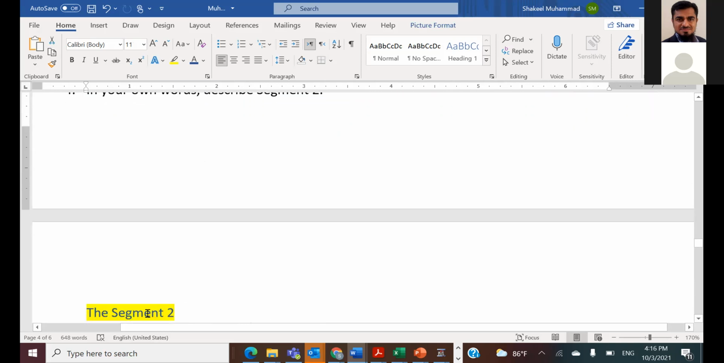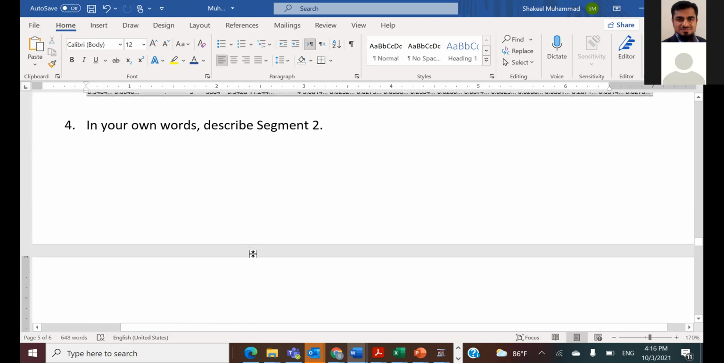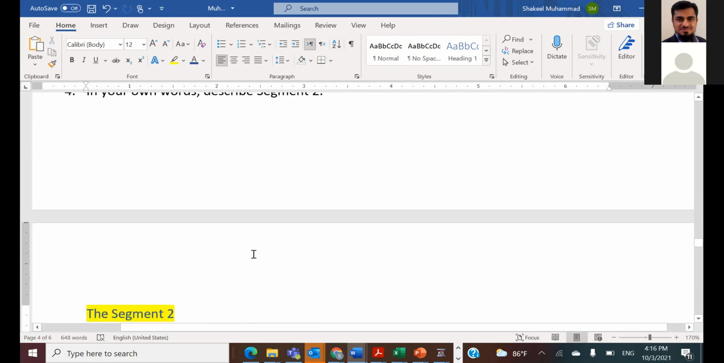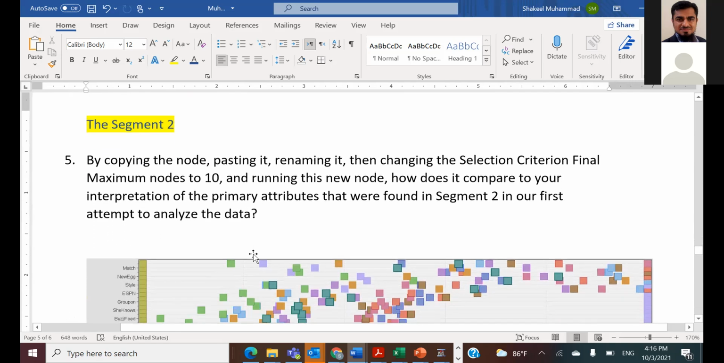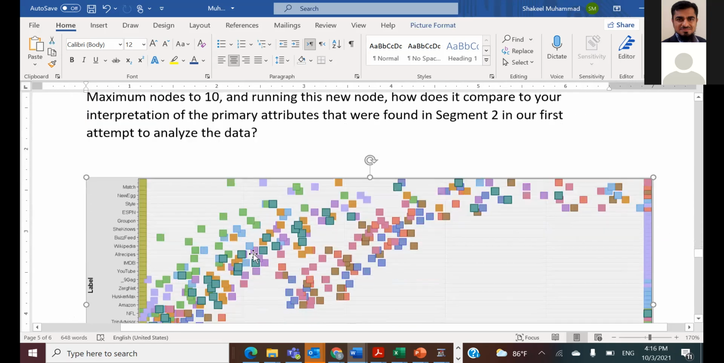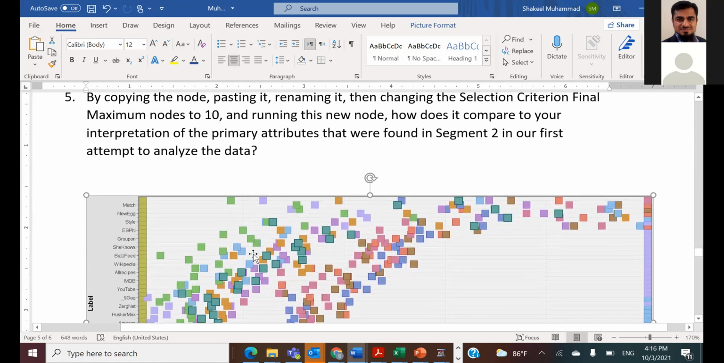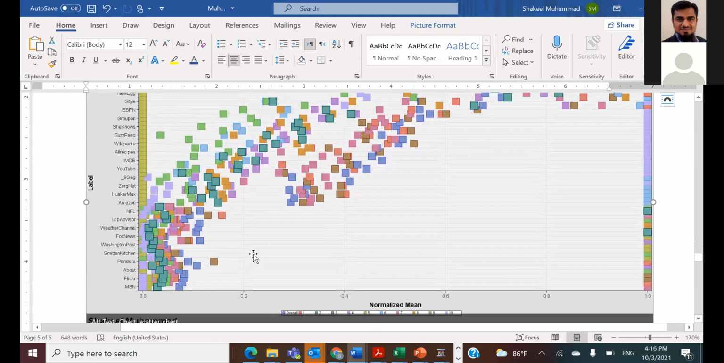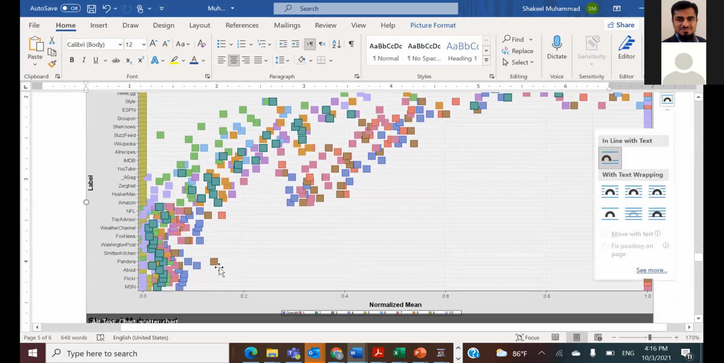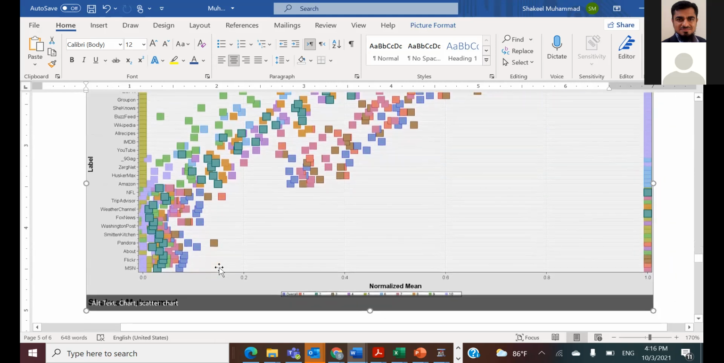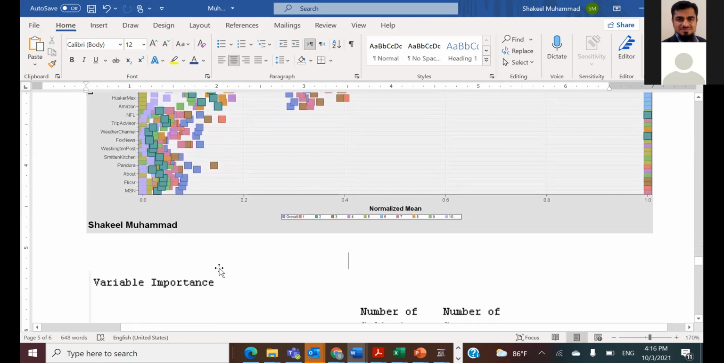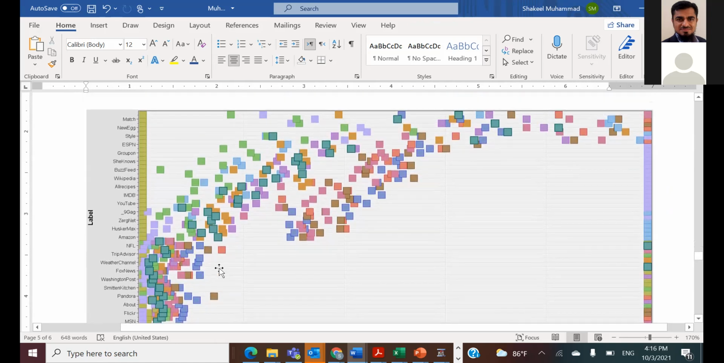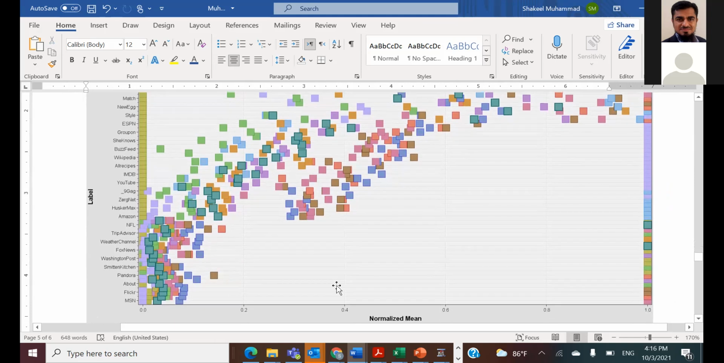This one, I need to explain. Thanks to you, Tony, for giving me some pointers on how to describe segment 2. I'll use that. And then I ran it again with maximum node 10. So yeah, I think it's very similar to yours, Tony. Yeah, let me take a look at yours real quick. We'll do a little side by side. Yours are more spread out than mine.